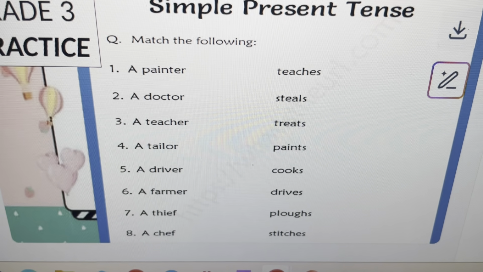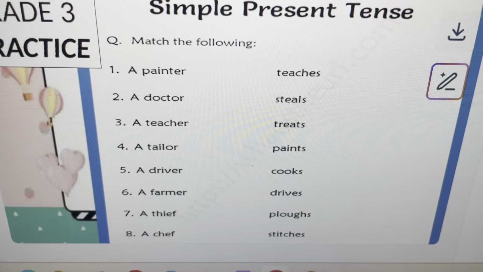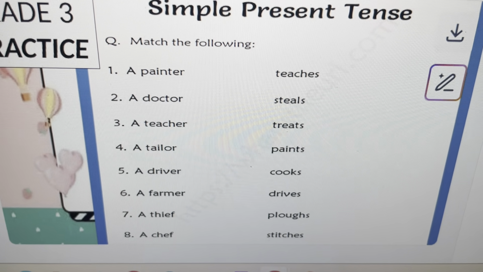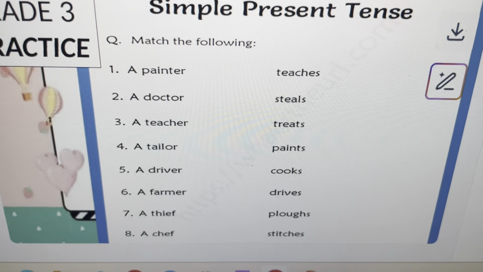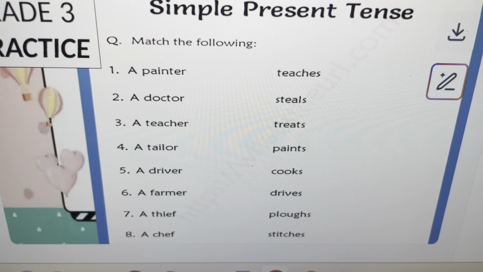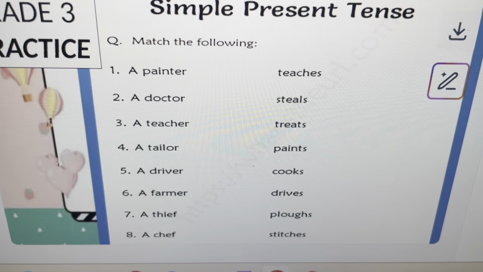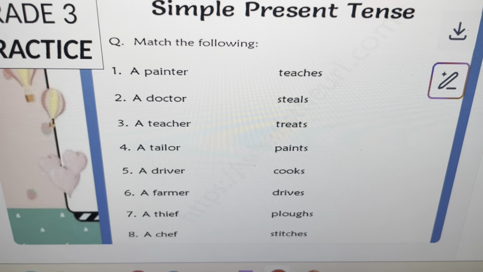A tailor, what does the tailor do? Stitches. A driver drives. S. A thief steals. Add s. A chef, what does the chef do? Cooks. S. Clear?